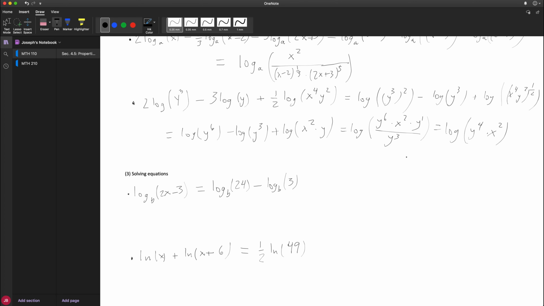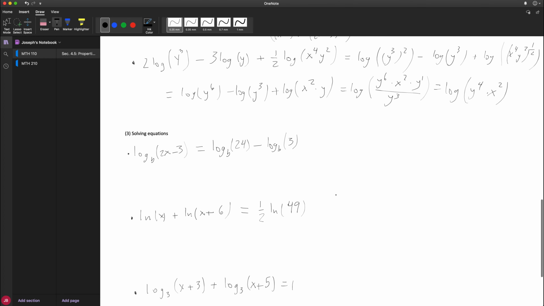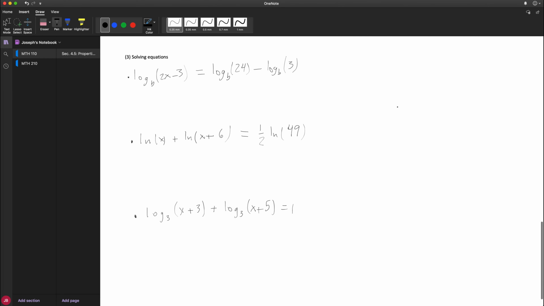All right, and now ultimately this is a pre-calculus / algebra class, so we're going to use these properties to now solve equations. If you have two logs, or if you have a log with only one base throughout the whole problem, then recombine both sides. There's nothing I can do with this side. This is log base b of 2x minus 3. But here I can recombine this to log base b of 24 over 3, which is 8, right? So this is log base b of 8.